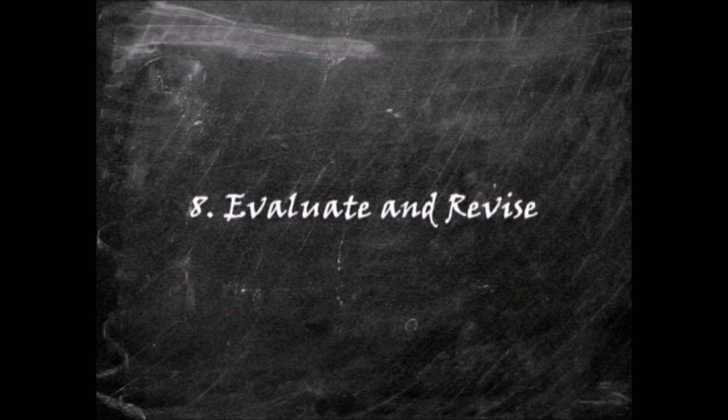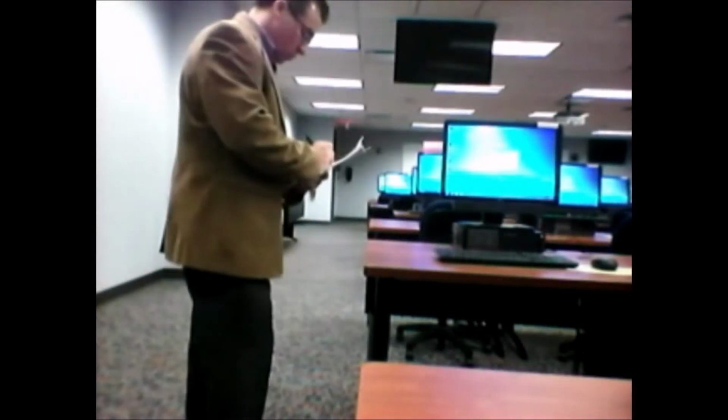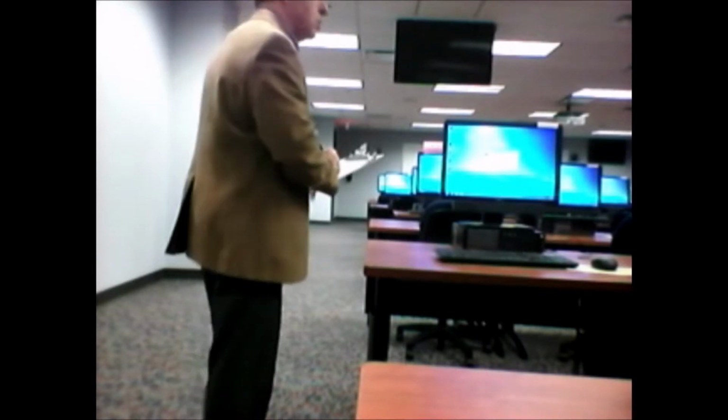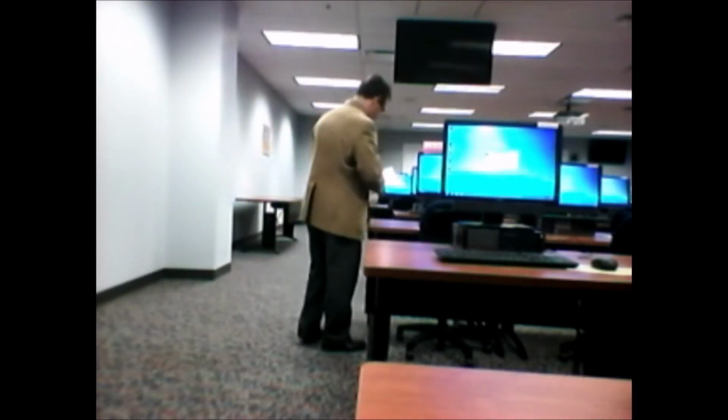The eighth principle, which is also the final part of the Assure model, is to evaluate and revise. After instruction, you must evaluate the entire instructional process. Students can be assessed on the quality of their interactions and on how well they have presented their learning. It is important to consider how materials that rely on distance education help students to interpret information.